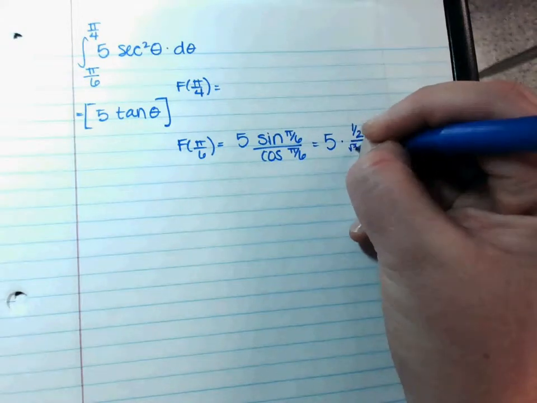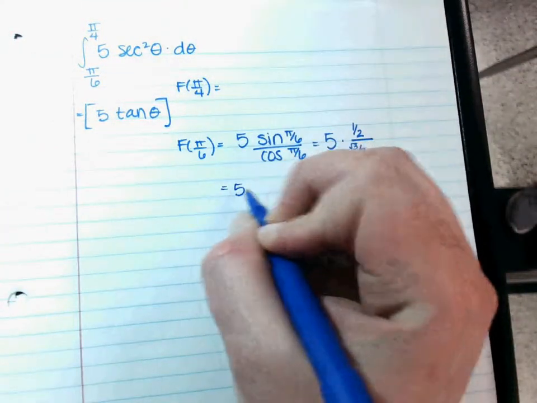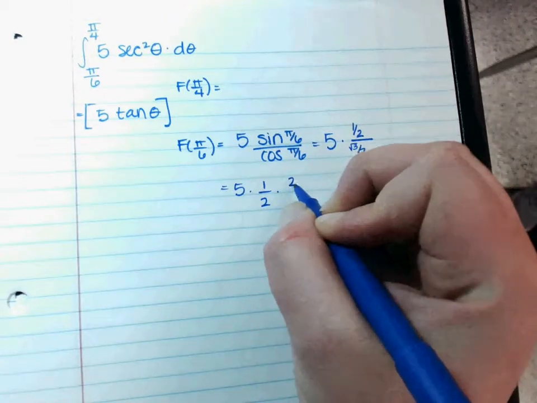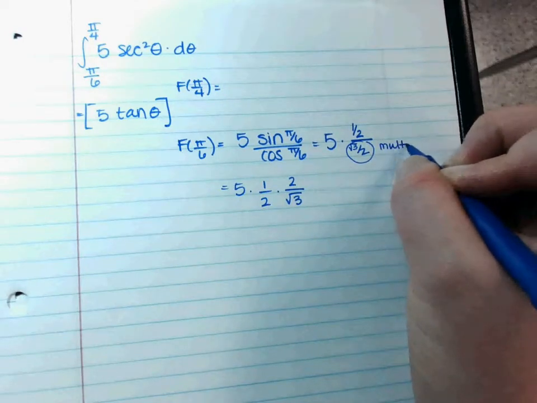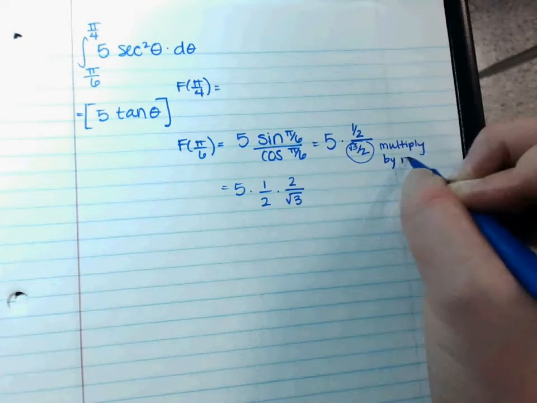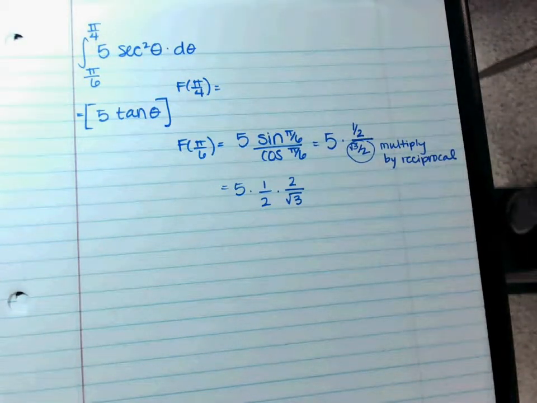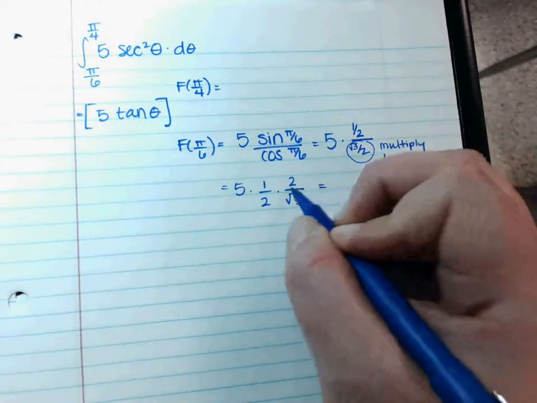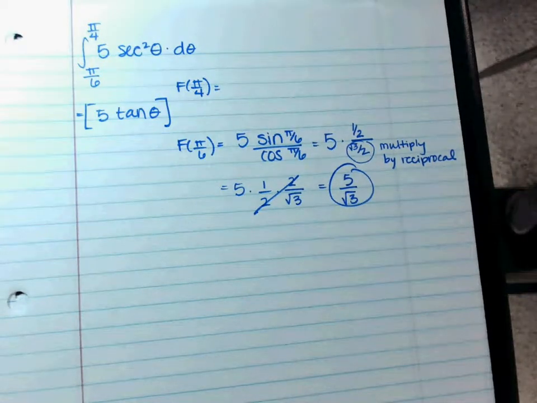Very good. But then nobody likes to have fractions divided like that, so you flip the bottom one and multiply. So this is the same as 5 times 1 over 2 times 2 over root 3. So remember, this bottom one, you're going to multiply by the reciprocal. And then we can see that our 2's are going to cross out, and we're just going to get 5 over root 3. Now, the AP test does not care if you leave radicals on the bottom, so you don't have to worry about it. Okay? So now you do pi/4.